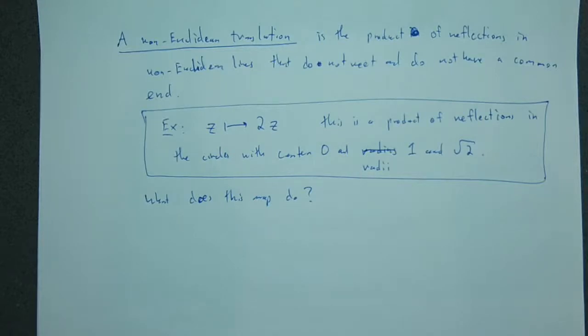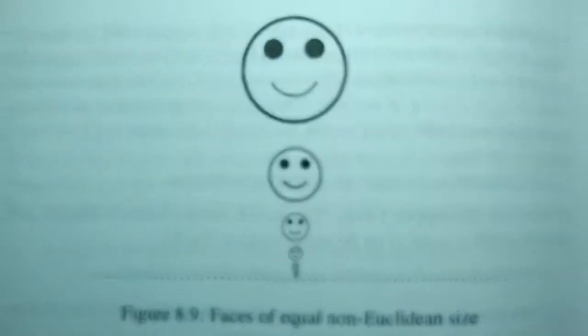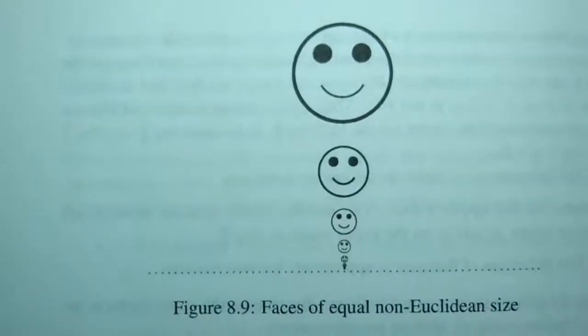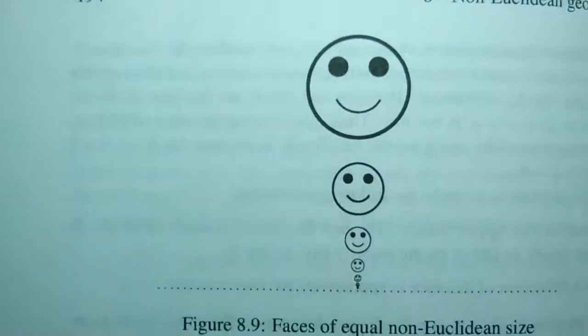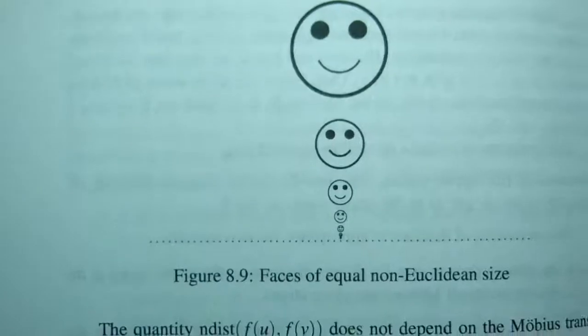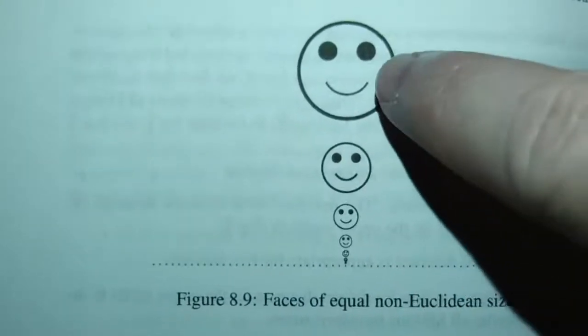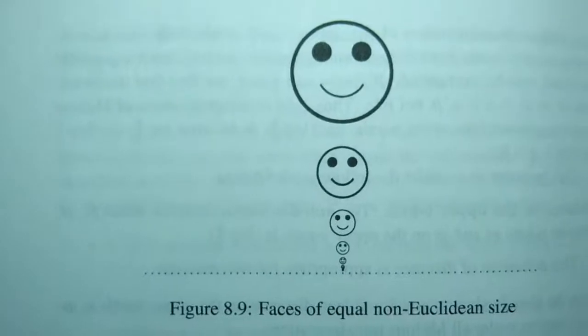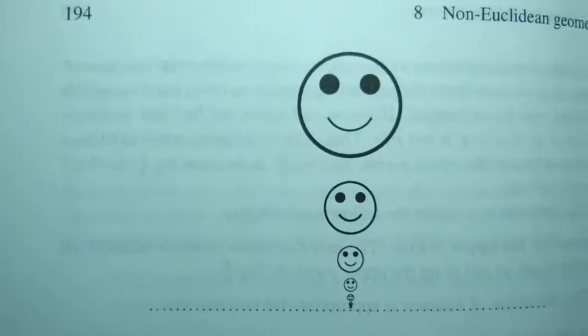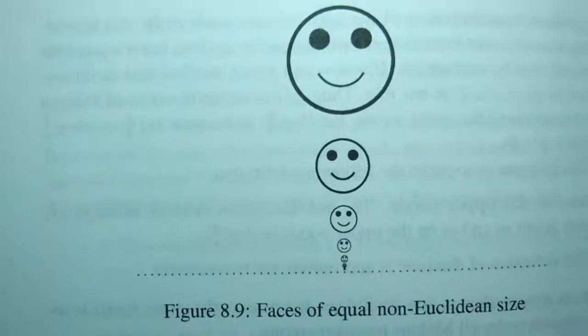And the reason why I brought up smiley faces, what does this map do? Looking at this familiar diagram that we had before, this map takes each of these smiley faces and sends it to the one above. So this smiley face gets mapped to the smiley face above here, and this smiley face that I'm pointing to gets mapped to the top smiley face here. Okay, so this is a translated copy of the smiley face below it. That's true for all of these.